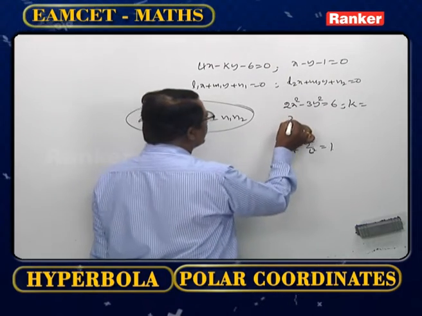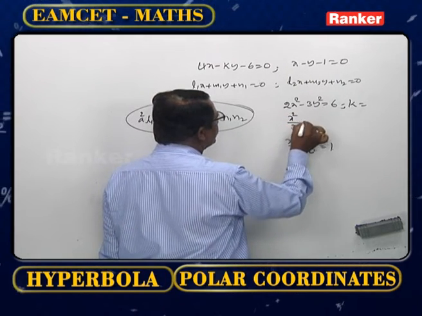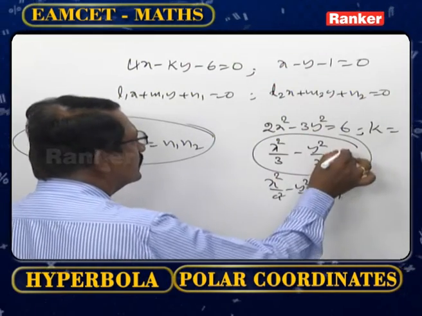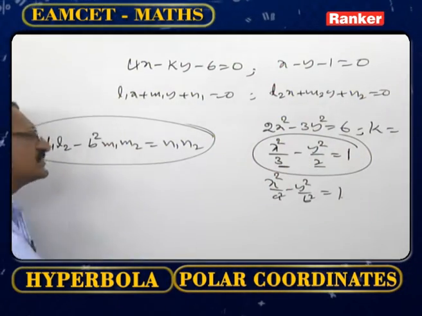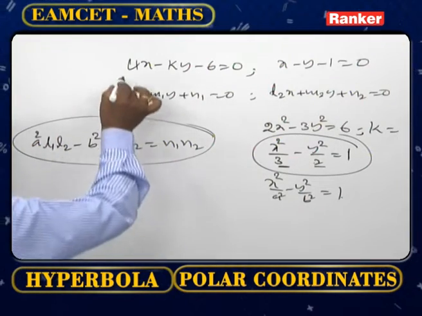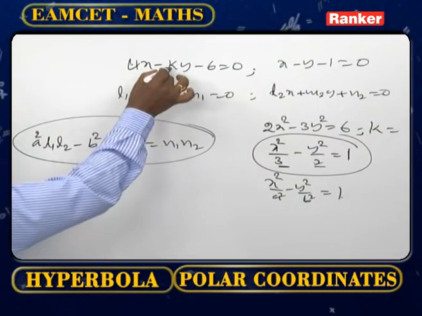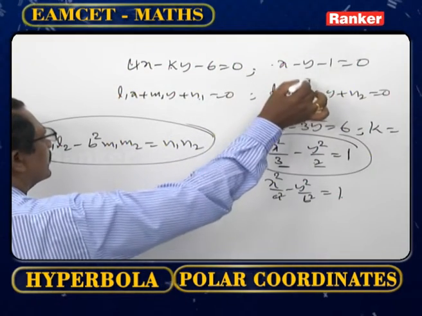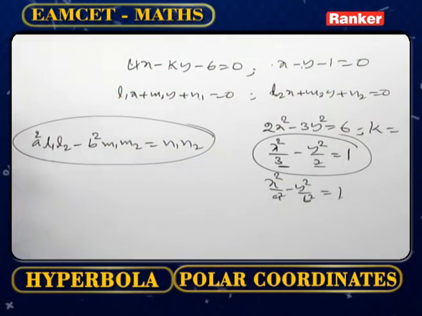Now the given hyperbola equation is x square by 3 minus y square by 2 equals to 1. Here a square equals to 3, b square equals to 2. L1 equals to 4, M1 equals to minus k, N1 equals to minus 6, L2 equals to 1, M2 equals to minus 1, N2 also minus 1.